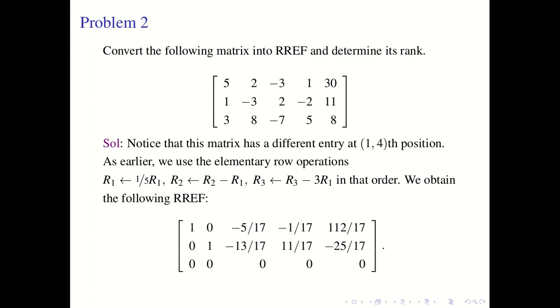Finally what you get is the row reduced echelon matrix, which is 1, 0, minus 5 by 17, minus 1 by 17, 112 by 17; 0, 1, minus 13 by 17, 11 by 17, minus 25 by 17; and the 0 row in the last position. So in this case the rank of this matrix is 2. Let's move to the next problem.